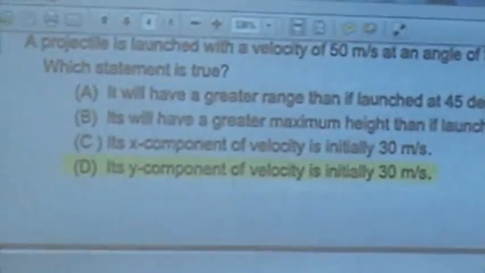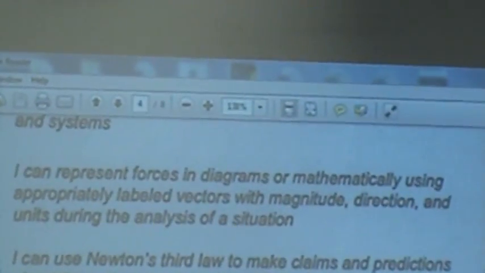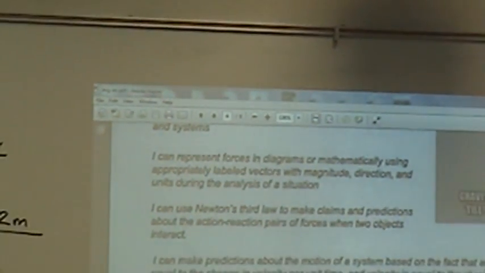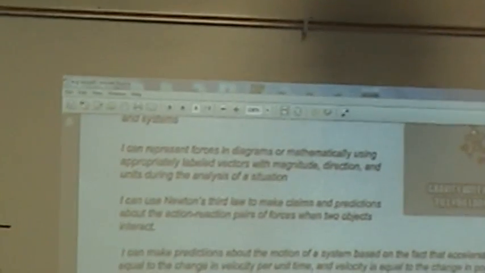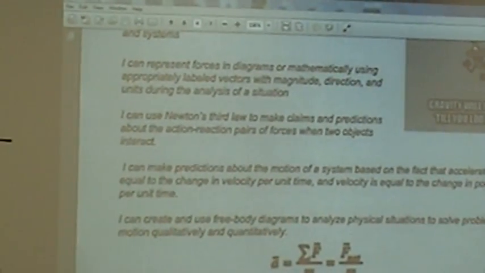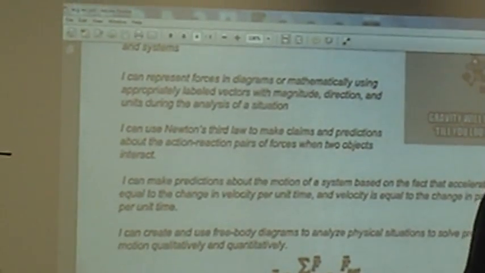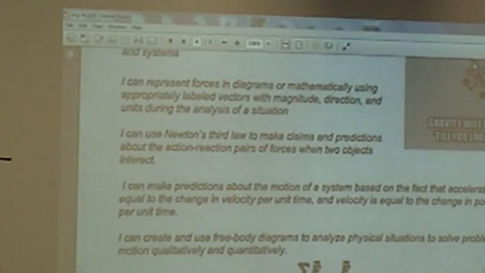All right, so next section here is all about the mechanics, the dynamics. Dynamic, if something's dynamic, it means it's changing. So acceleration, this is the chapter where you dealt with forces, F equals ma, Newton's laws, things like that.